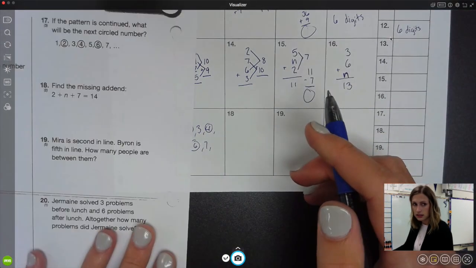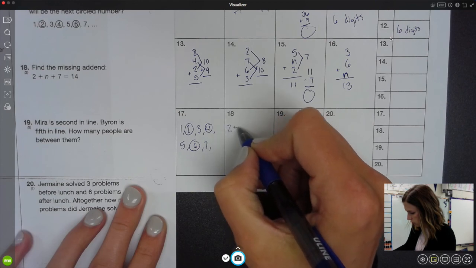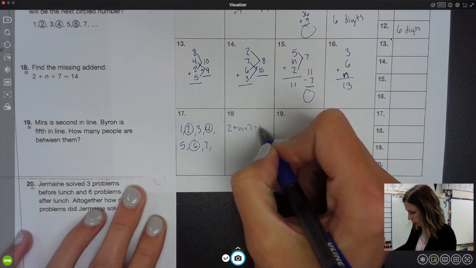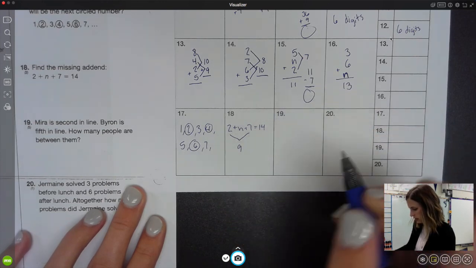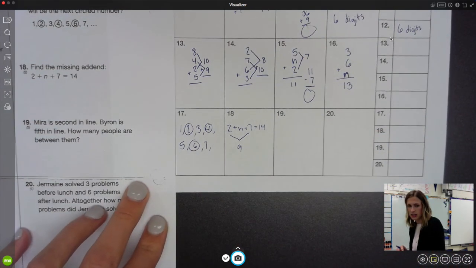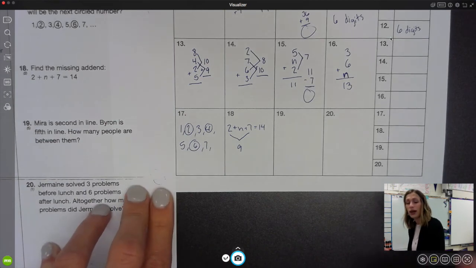Number 18 says find the missing addend. So I've got 2 plus n plus 7 equals 14. Go ahead and do 2 plus 7 equals 9. Then flip that into a subtraction sentence, 14 minus 9, to get what n equals.